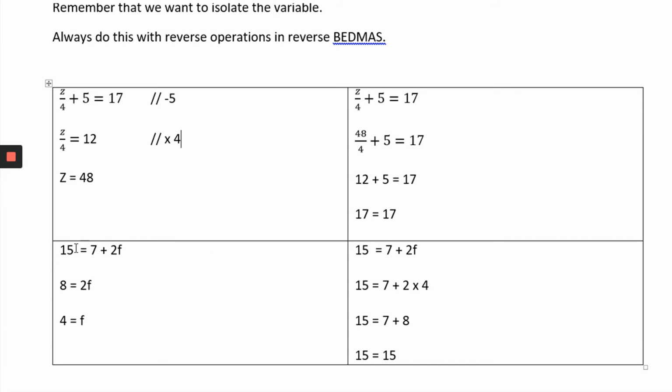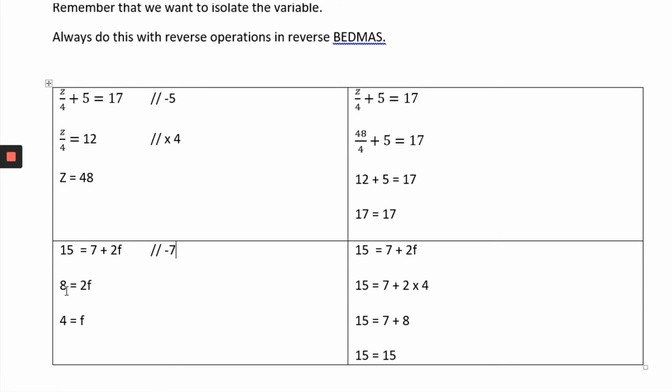Let's take a look at one more just to reinforce the idea. I've actually changed the order just to show you that you can change things around a little bit and it will still work the same way. So here, my variable f, which I would like to isolate, is being multiplied by 2, and 7 is being added. And yes, we need to deal with the 7 first. So let's subtract 7 from both sides.